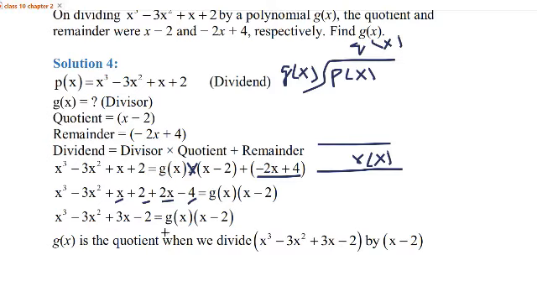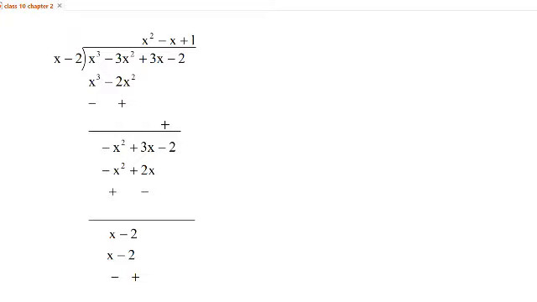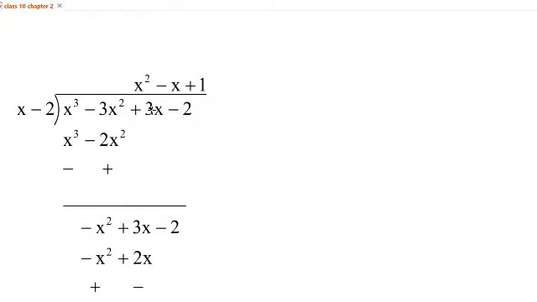Now what is the value of gx? We'll take this x minus 2 towards LHS, and since it is being multiplied here, there it will go in division. That is, it will become the denominator at the LHS. So now gx is equal to x cube minus 3x square plus 3x minus 2 divided by x minus 2. So now again we have to do division. We have to divide this polynomial by this polynomial. Okay, so let us see. Now we are dividing x cube minus 3x square plus 3x minus 2 by x minus 2.